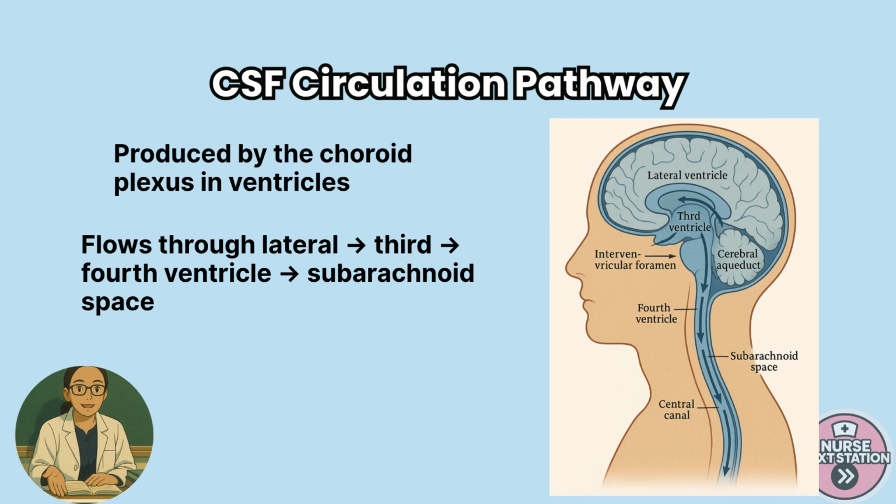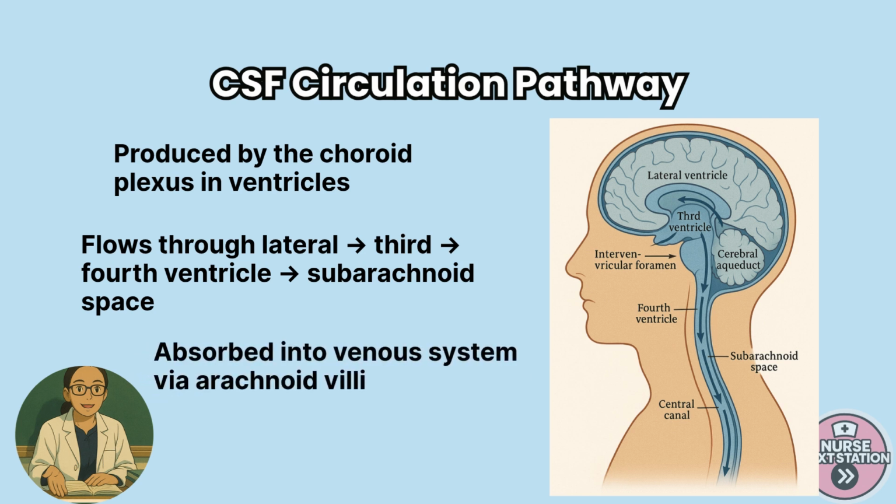CSF helps cushion the brain, maintain intracranial pressure, and remove waste products. It is eventually reabsorbed into the bloodstream through the arachnoid villi. When this circulation is blocked or impaired, it can lead to serious conditions like hydrocephalus or increased intracranial pressure. Understanding this pathway is key in assessing patients with neurologic symptoms and guiding appropriate interventions.